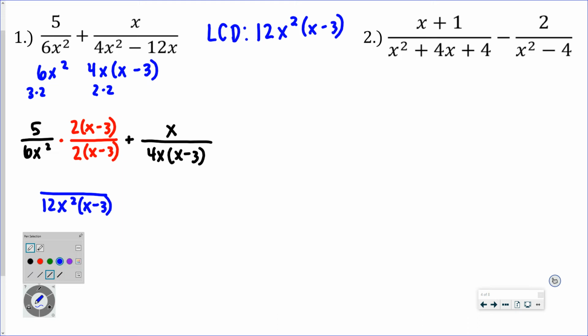And then we might as well, while we're here, let's multiply the numerators together. So there's 2 ways you can do this. It's 10 times x minus 3. If you want to distribute that all in one step, you can. We will have to eventually. But hang tight. Okay.